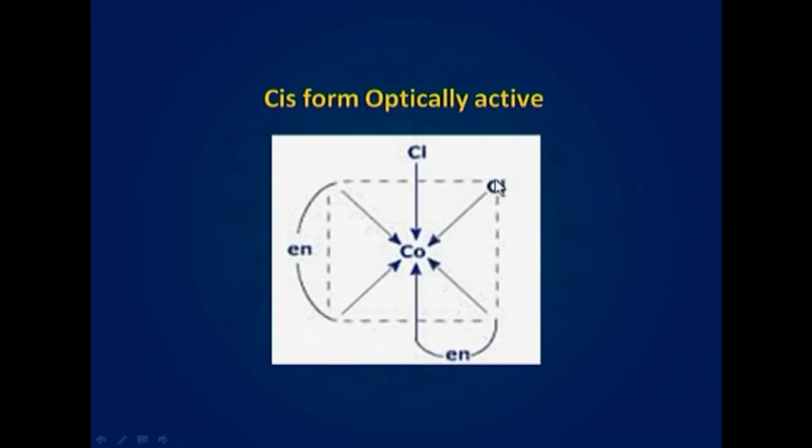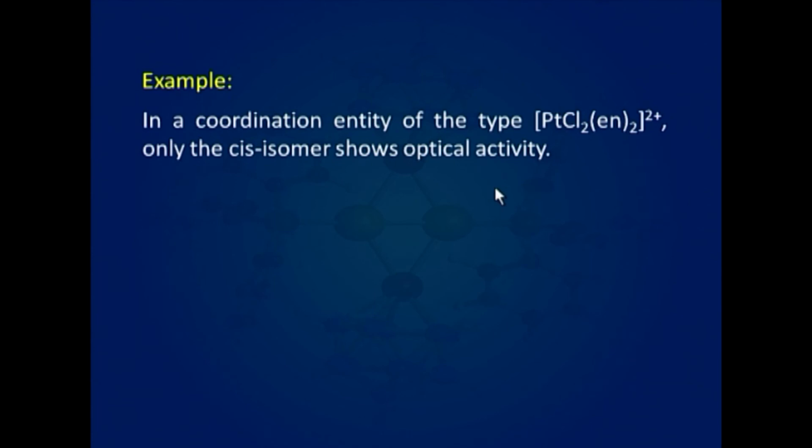But in the cis form, there is no axis or plane of symmetry and also the mirror image is non-superimposable. Therefore, the cis form of the complexes of the type M(AA)2XY or M(AA)2X2 is optically active. Let us take another example of the complexes of this type. The example is [PtCl2(en)2]. Here en is the symmetrical bidentate ligand ethylenediamine and Cl is a monodentate ligand.